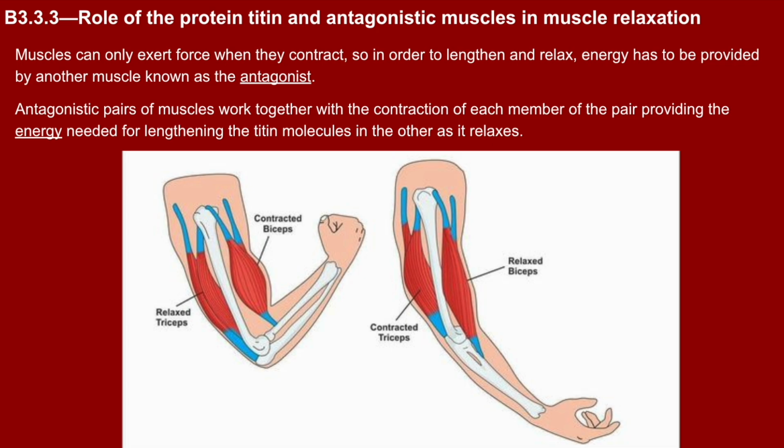Okay, so many of the muscles in the body are antagonistic, like we talked about earlier with the lungs. A classic example of this is the bicep and tricep. The bicep muscle, when the arm is flexing, contracts while the tricep relaxes, and when the arm extends, the tricep contracts and the bicep relaxes.